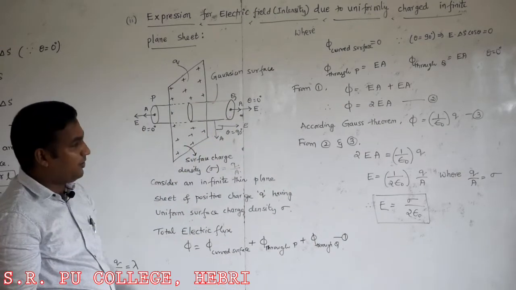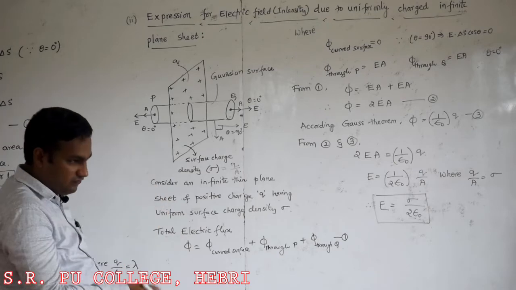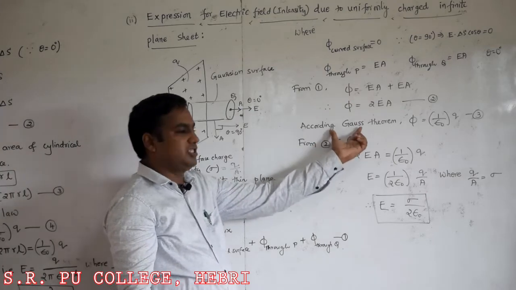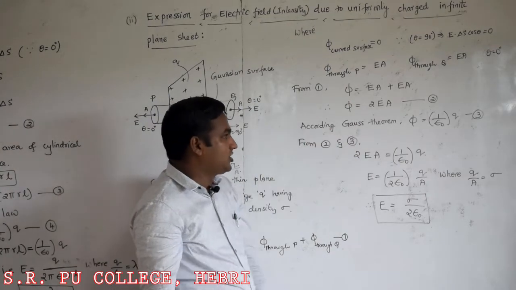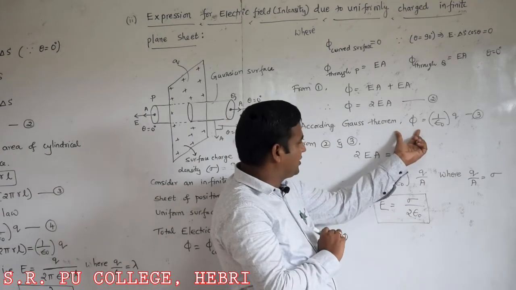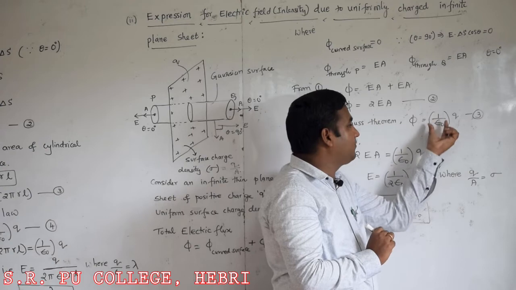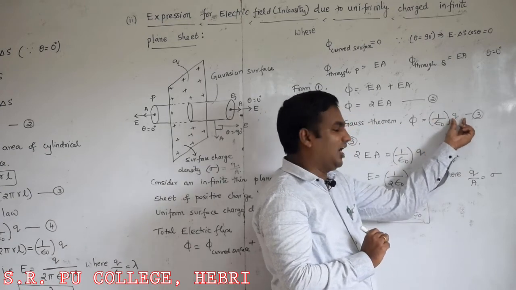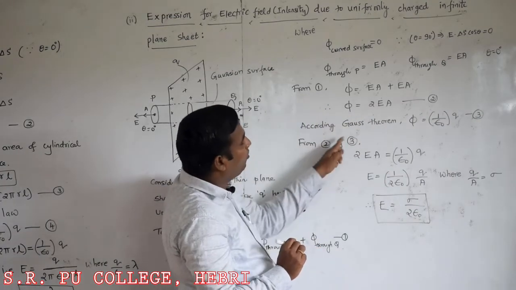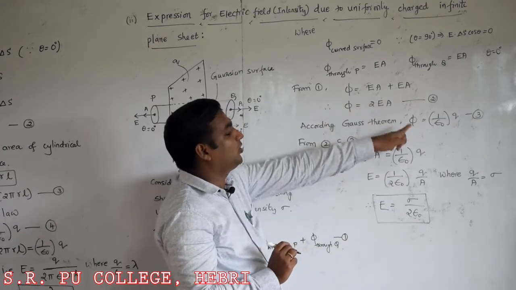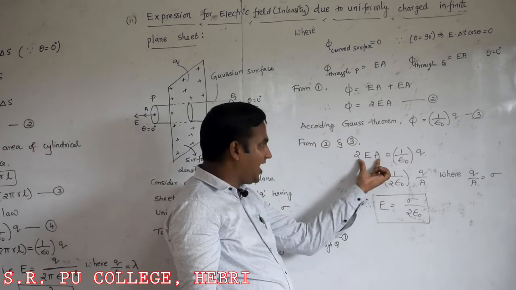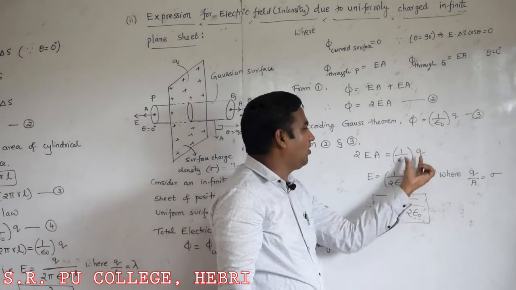Now we have the expression for flux enclosed in a Gaussian surface. After the second step of calculating total flux, we apply the Gauss theorem as the third step. According to Gauss theorem, the total electric flux enclosed in a Gaussian surface is equal to 1 by epsilon naught times net charge Q. I assume that is equation number 3. Equations 2 and 3 are both equal to the total electric flux enclosed in the surface. By comparing, we get 2EA equal to 1 by epsilon naught times Q.